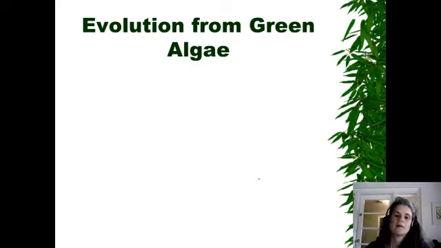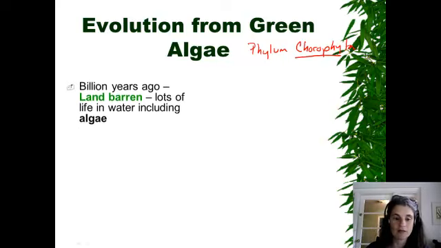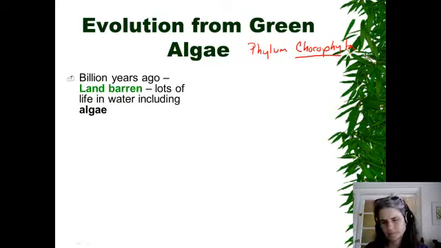Now it is pretty much accepted among biologists who study this area that green algae are the ancestors of all plants that we see on Earth today. This is phylum Chlorophyta, if you'll remember from Protista. So we are talking about a protist phylum that is thought to have given rise to all plants that we have today. There are lots of things that link algae to plants, and we'll share those with you in a minute.